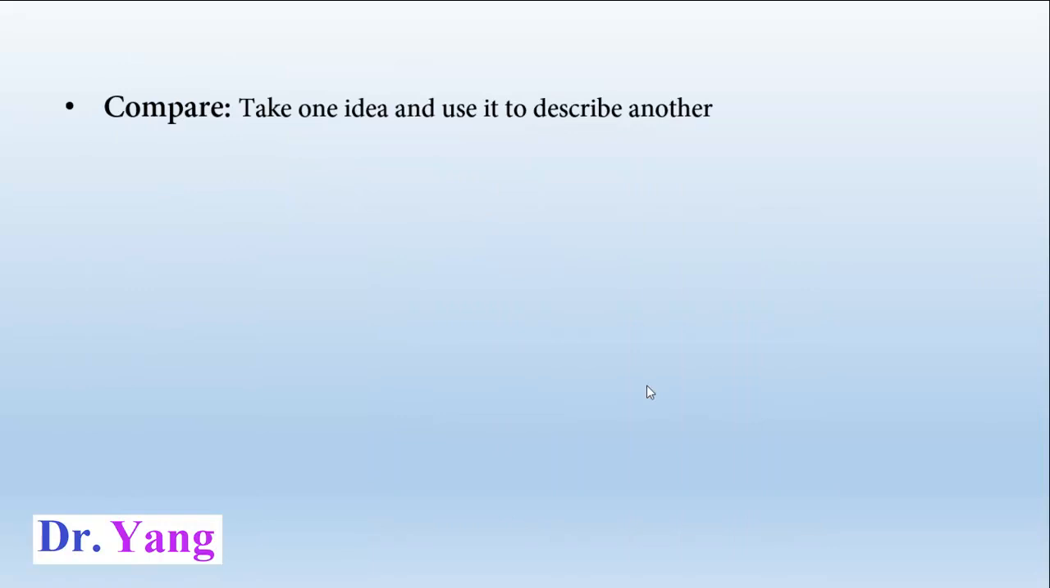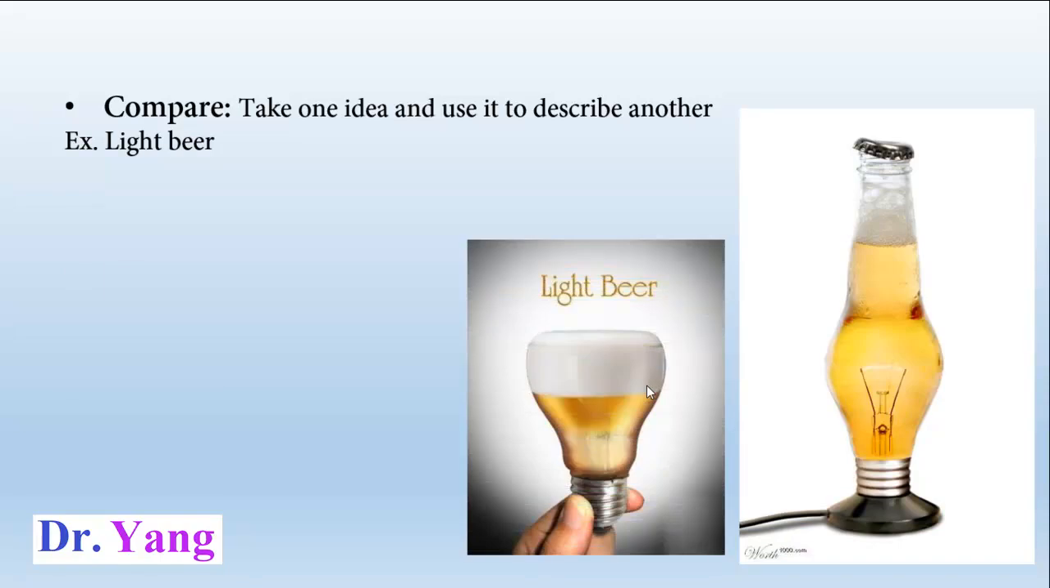Another one will be compare, which means you take one idea and use it to describe something else. So for example, in this ad for a light beer, they portray this beer in the shape of a light bulb. So even though those two things don't really have any kind of relationship, it's like using the light bulb to describe a beer.